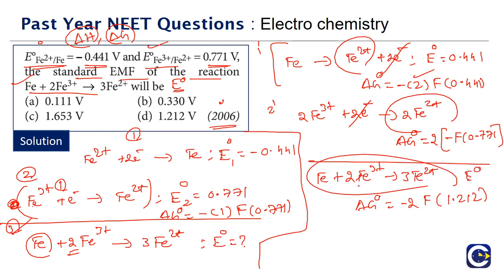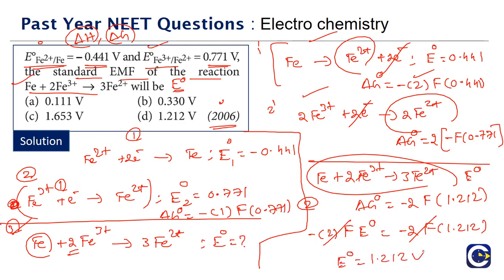Now for this we have to find not del G, we have to find the standard E naught value. If you are looking at this equation, what is the number of electrons exchanged? Here the number of electrons exchanged is 2. If you look at this reaction as one, the oxidation part, and second, the reduction part, in the oxidation part how many electrons are released? 2 electrons. In the reduction part, how many electrons are taken? 2 electrons. So the number of electrons exchanged here is 2. Means del G we have to write as minus n into F into E naught. This is equal to minus 2 into F into 1.212. So minus 2F is cancelled, which means E naught will be equal to 1.212 volt.